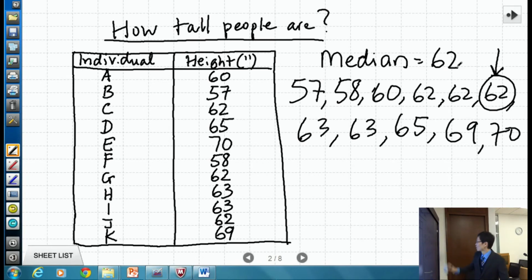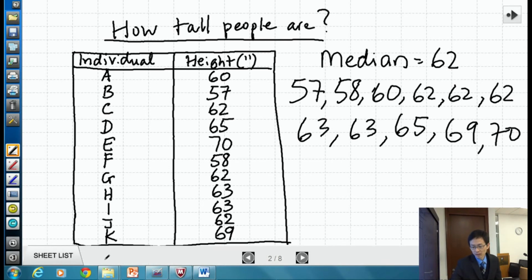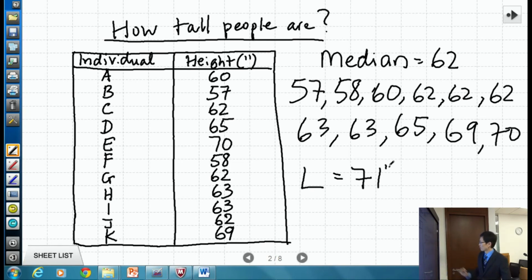Okay? Let me just give you another example. What if we have another individual called L? Individual L, let's put it down here. Individual L, and the height is 71 inches. Okay, then we will have another score called 71. Now in this case, the scores would be 12. 1, 2, 3, 4, 5, 6, 7, 8, 9, 10, 11, 12. What will be the median?